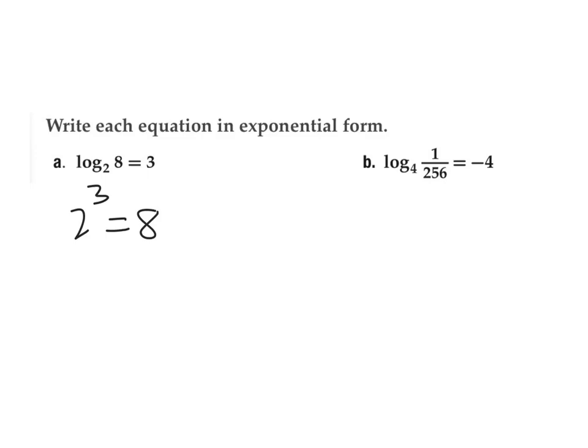Now, granted, in the next one where you have negative powers, it might not be as easy. 4 to the negative fourth equals 1 over 256, okay? Which just means 1 over 4 to the fourth. So that is again a true statement. Okay, how many had that one?